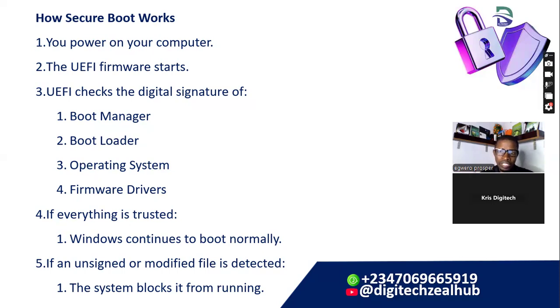Then if everything is trusted, let's say after examining all these four items, all of them are trusted, that is, if it's able to find the digital signature to prove that they are genuine, then Windows continues to boot normally. But if an unsigned or modified file is detected, the system blocks it from running.